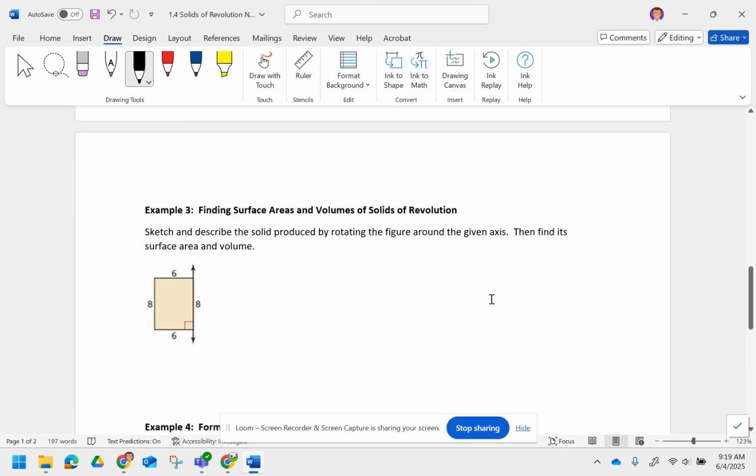All right, so let's get a bit more intense now. We're going to sketch the solid produced by rotating this figure around the given axis. Then we're going to find the surface area and the volume of that three-dimensional figure. All right, so I'm going to draw my little circle, going about the same distance after. Same thing there. Okay, so we would get this cylinder.